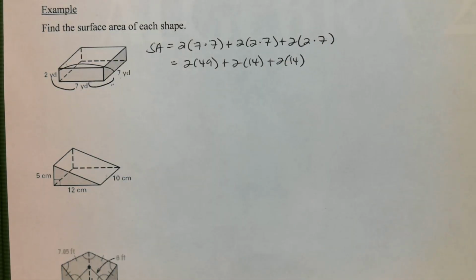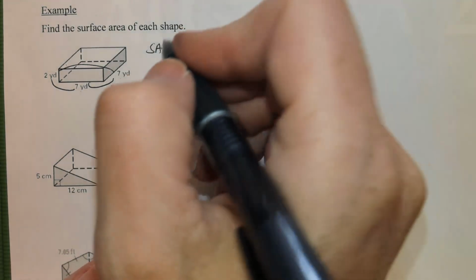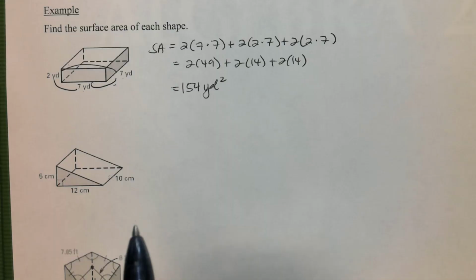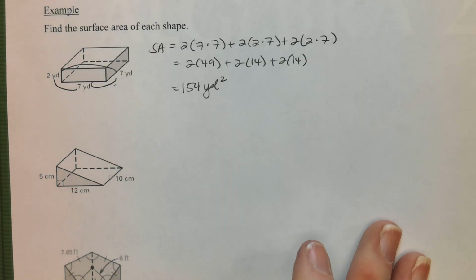Let's grab my calculator quick. And I get 154. This is yards squared. You're talking about area, so our unit is just squared. Next up, we're going to do triangular prisms.